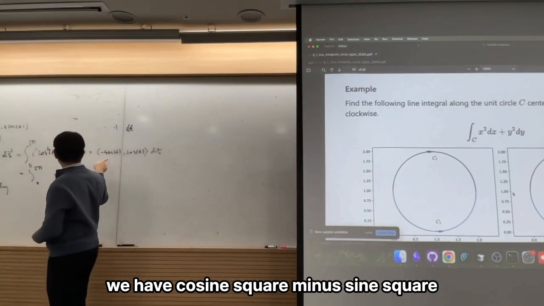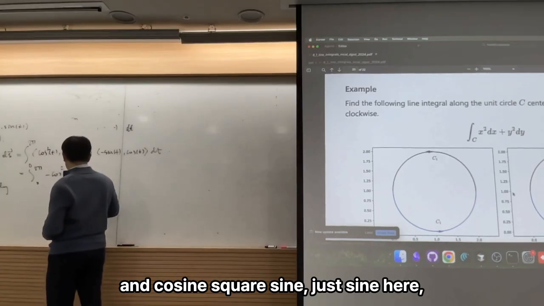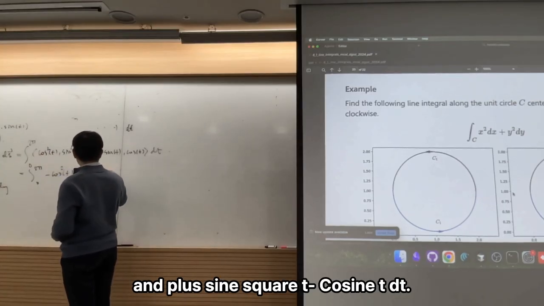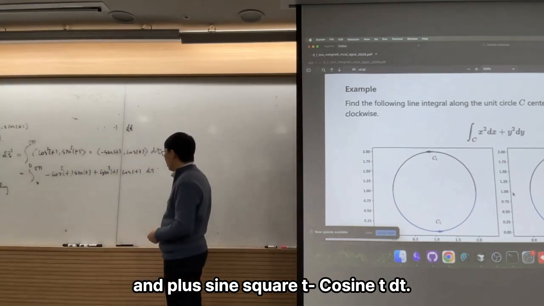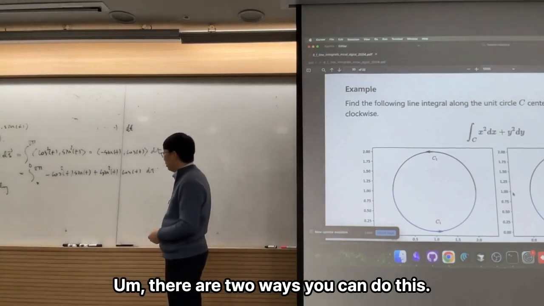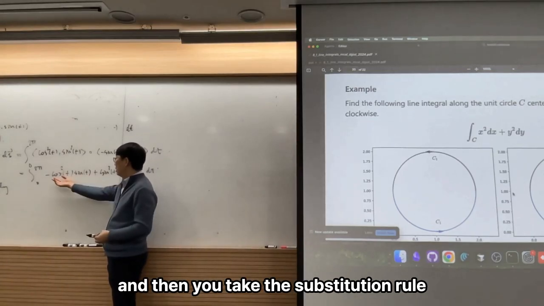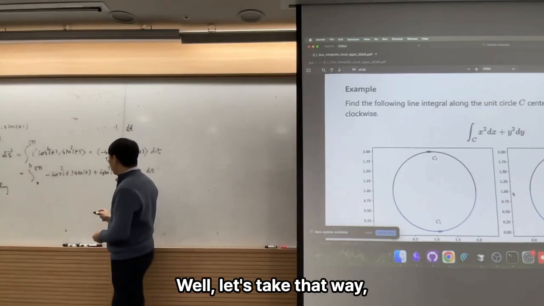We have cosine squared minus sine squared, and cosine squared times sine, just sine here, and plus sine squared t, cosine t, dt. There are two ways you can do this. Either you can split this up into two pieces, and then you take the substitution rule to get the integration of this one and the integration of this part. Well, let's take that way.